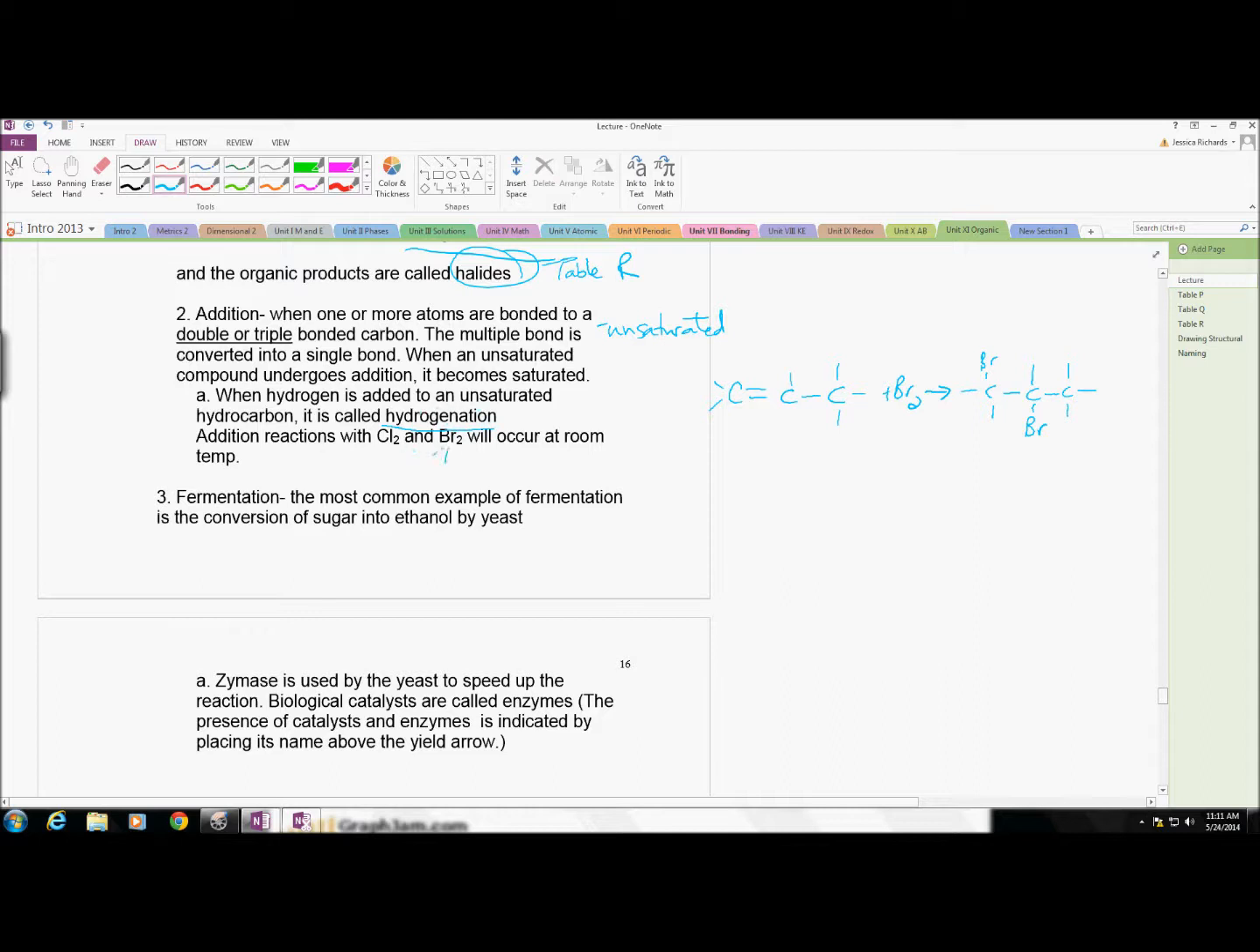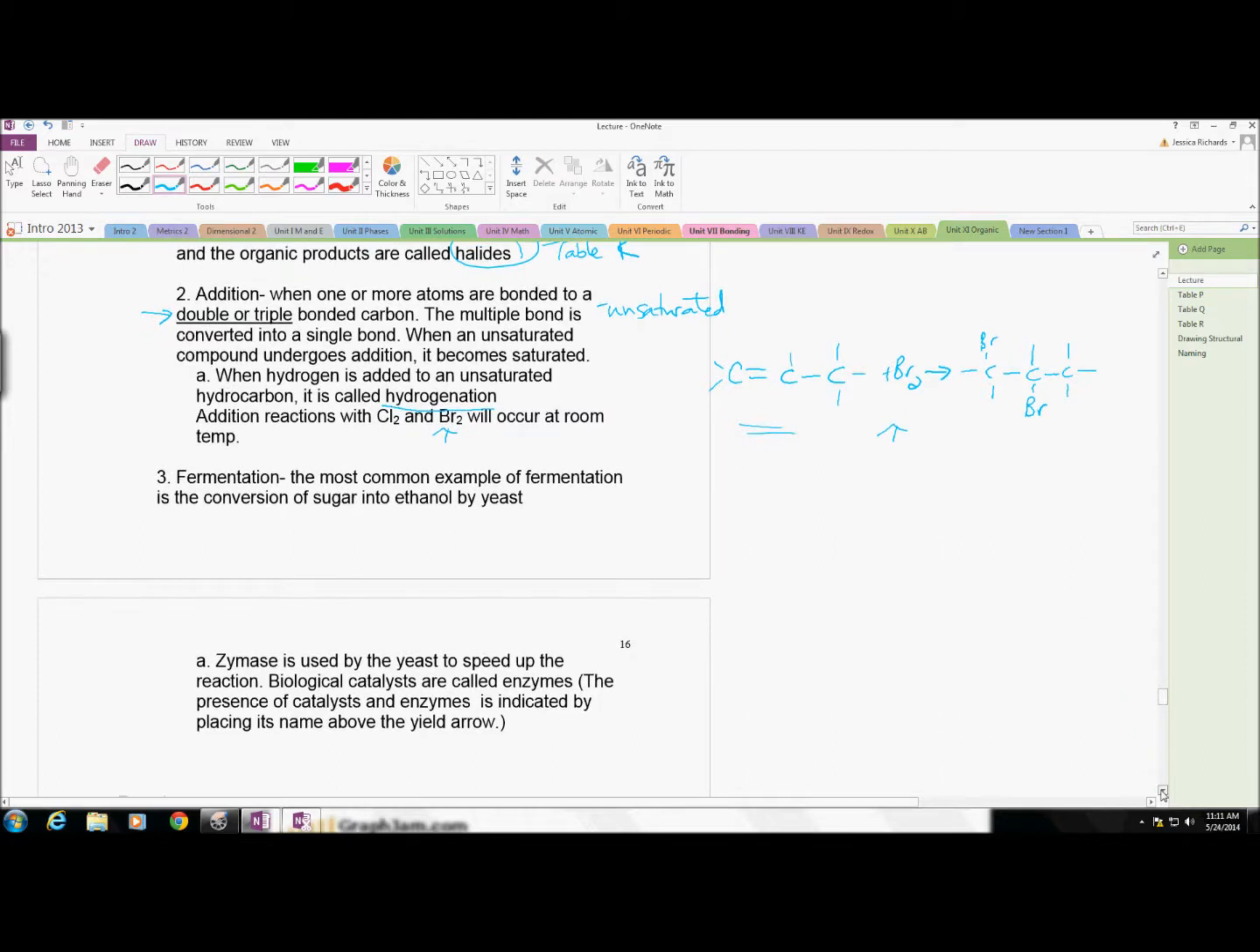We use bromine specifically to check to see if we have an unsaturated hydrocarbon, if it has a double or triple bond, because this original hydrocarbon will be clear, the bromine's a reddish color. If there's double or triple bonds, it's going to go back to being clear again, so we can see that. Remember, substitution for saturated, addition for unsaturated.